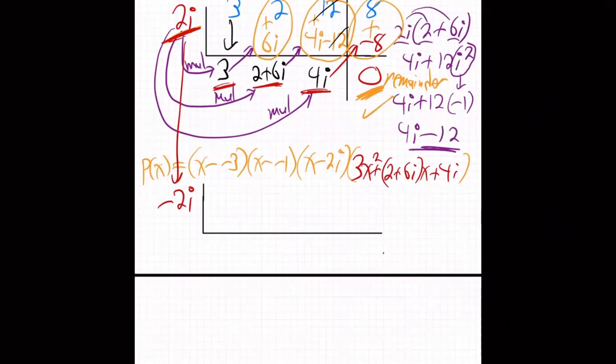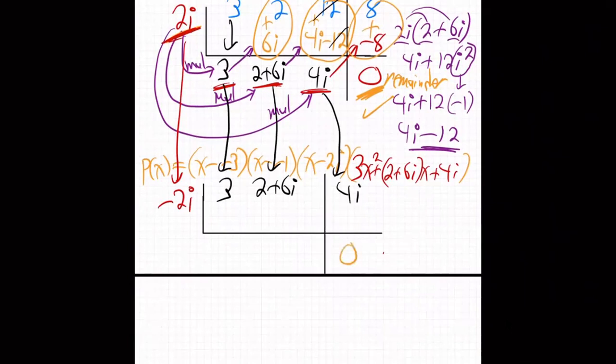Guaranteed. What coefficients go in here? What was left? 3, 2 plus 6i, 4i. And we know what we're expecting. Got to get a 0 there, right? Whoops, it's a box. So I'm in the tool mode. Got to be a 0 there. 0 remainder. It better be.